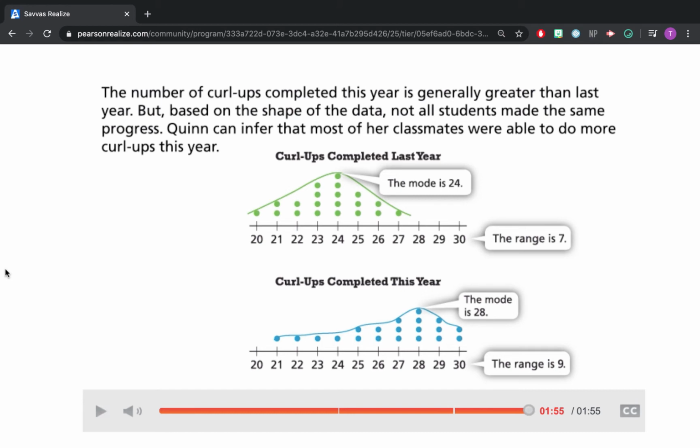Now, one point of reference before we transition back to our notebook slides. This does not mean that all of her classmates did more curl-ups or sit-ups than last year, right? You don't know. Maybe this person who did 21 actually did 24 before. We are just talking about on average what is happening, okay? We can't infer about every student, but we can say most students. So that's an important distinction that you will see on today's Quizizz assignment. You're making inferences or predictions, but you can't assign that it's 100% truth.